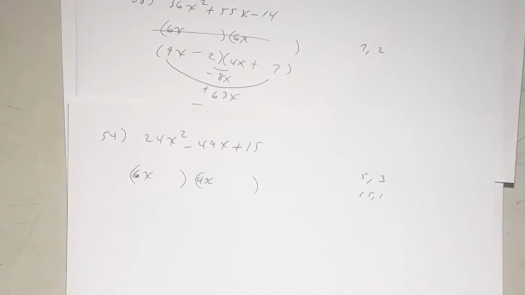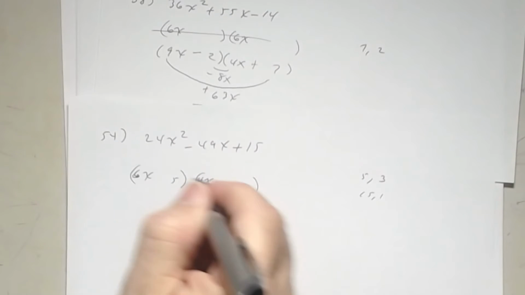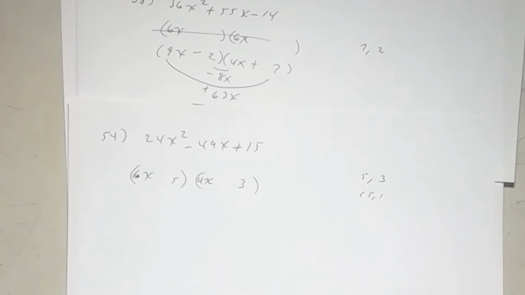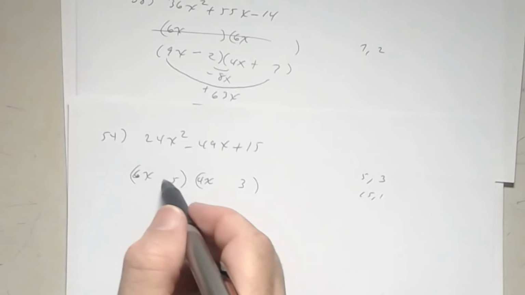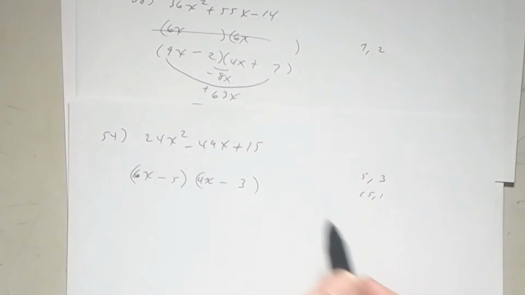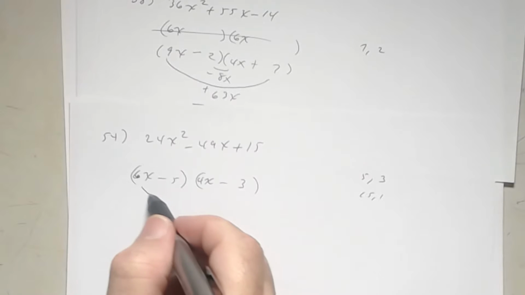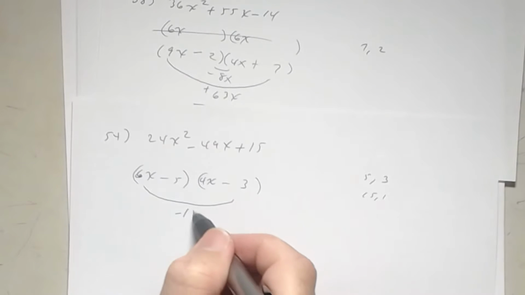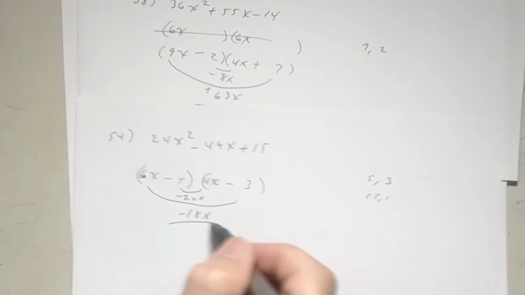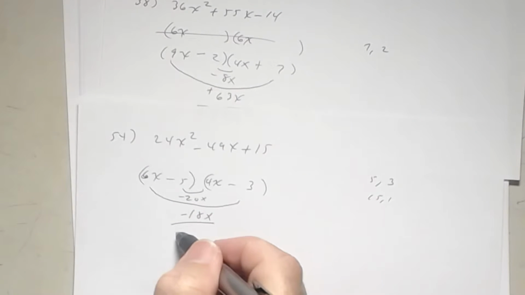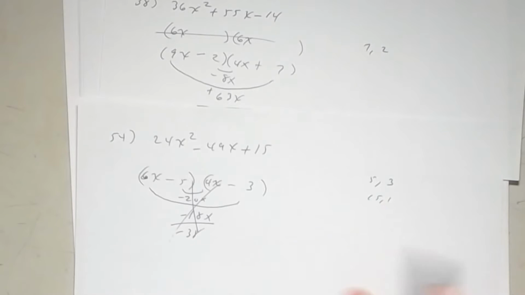I know that I cannot put the 3 where? With the 6. So that means that this has to be the 5, this has to be the 3, correct? Right, and you got a plus, so that means that these signs are going to be the same, and they're both going to be negative. All right, now let's check. What's the outer? 18x, negative. What's the inner? Negative 20. When I add them up, do I get negative 49? No. So that didn't work.